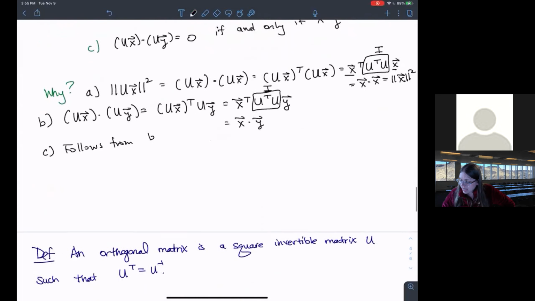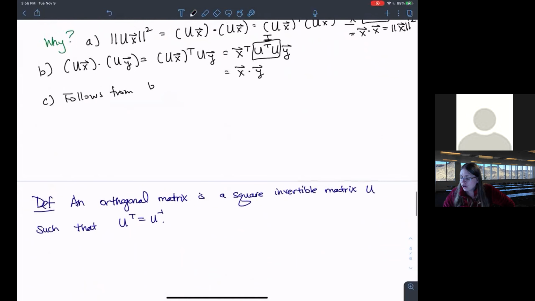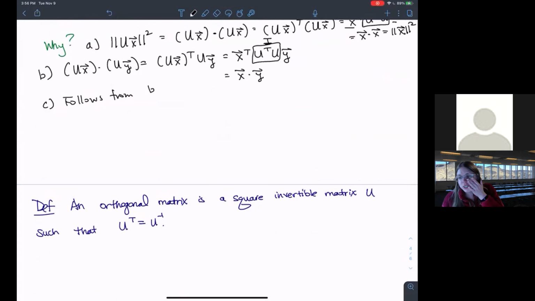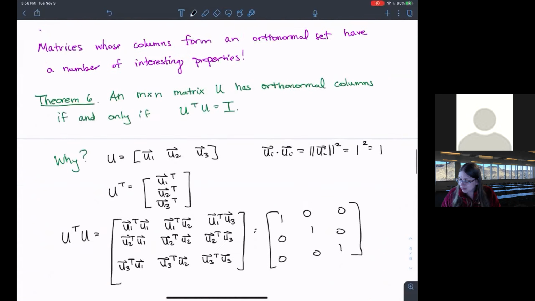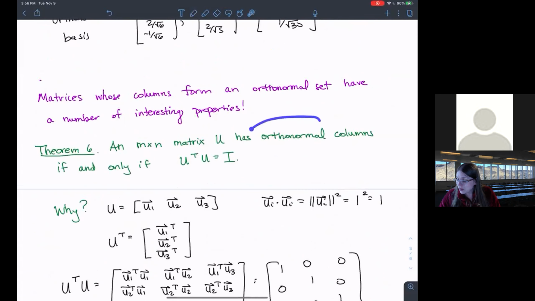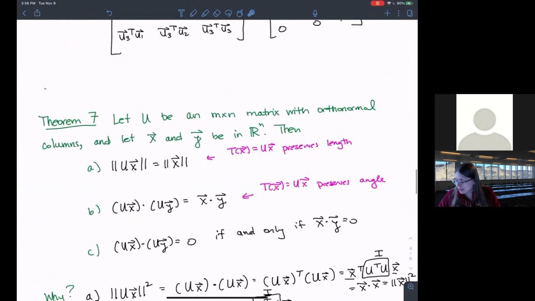And just one last thing to close. You're going to see the term, this is one of the very, very unfortunate terminology things. I really wish that we could rename it, maybe we should for this semester. An orthogonal matrix is a square invertible U such that U transpose equals U inverse. So what I want to point out is that it's got to be square to be orthogonal. An orthogonal matrix doesn't have orthogonal columns. An orthogonal matrix, go back up to here, theorem 6, has orthonormal columns. Why don't we call it an orthonormal matrix?